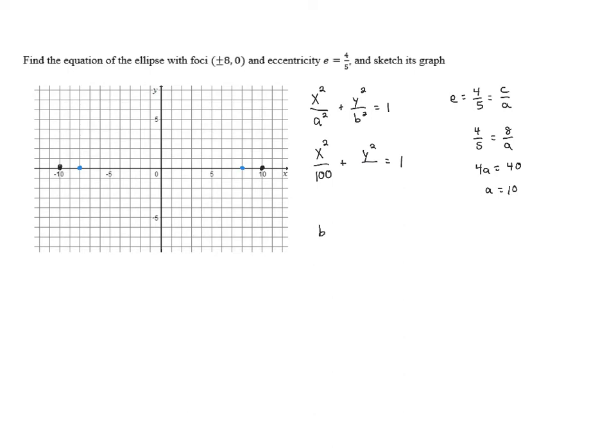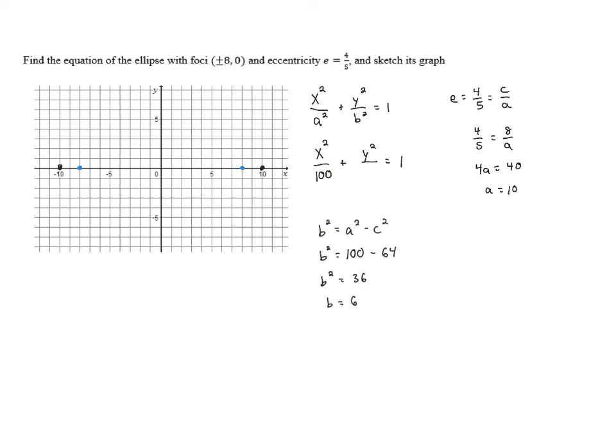And we know that b squared equals a squared minus c squared. a is equal to 10, so a squared is 100. And c is equal to 8, so c squared is 64. 100 minus 64 is 36. And when we take the square root, we get b equals 6.